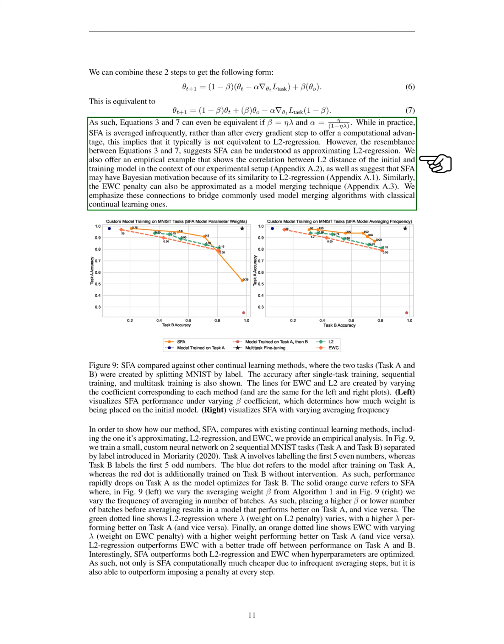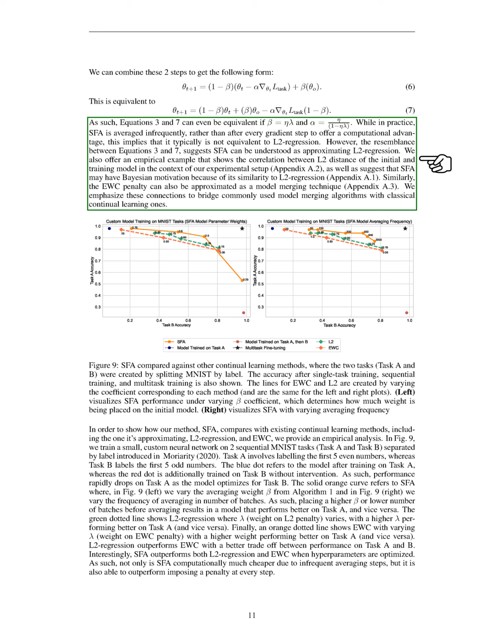Although SFA typically averages less frequently for efficiency, the similarity between our expressions suggests that SFA can be viewed as an approximation of L2 regression. We also provide empirical evidence showing the connection between the L2 distance of the initial and training models in our experiments, and we suggest that SFA may have a Bayesian interpretation due to its resemblance to L2 regression. Additionally, we note that the EWC penalty can also be viewed as a model merging technique.